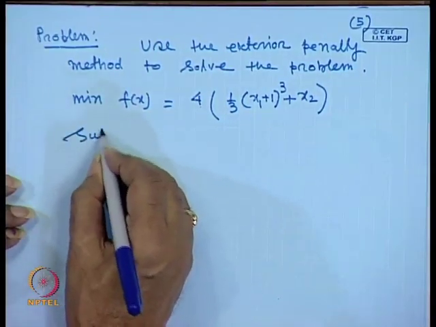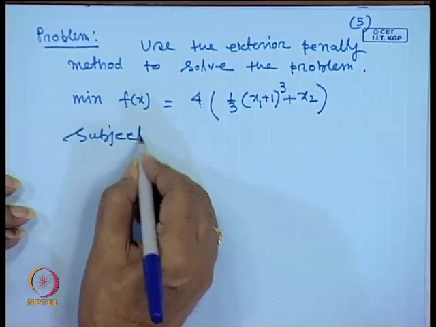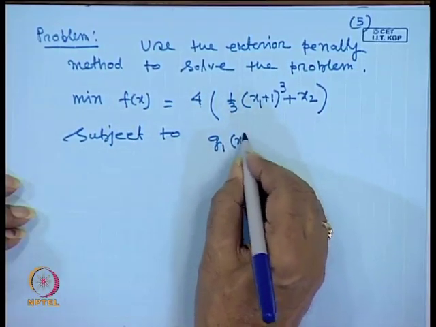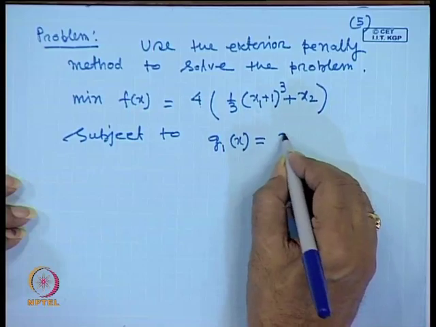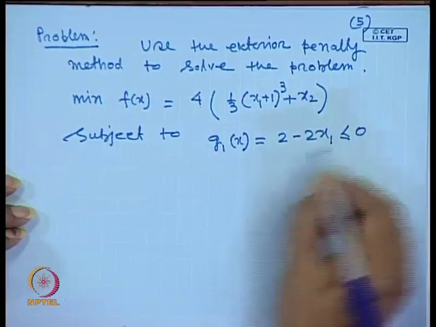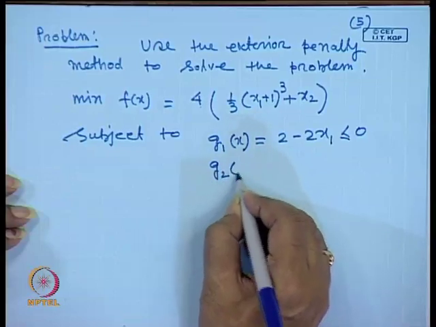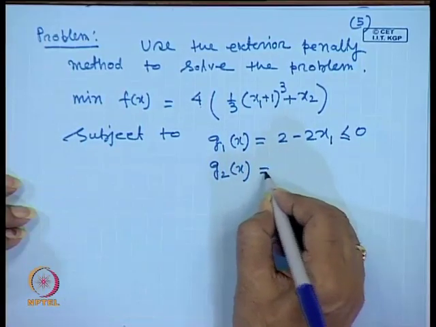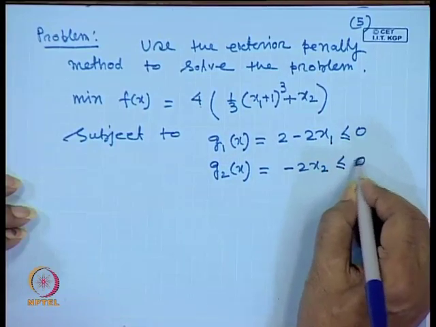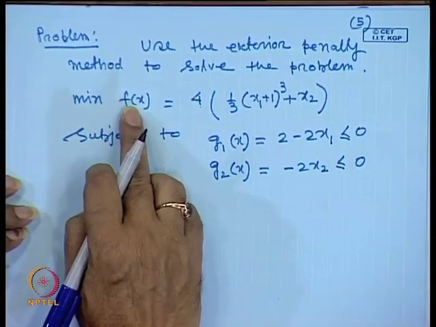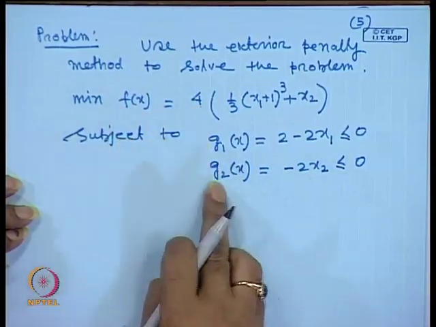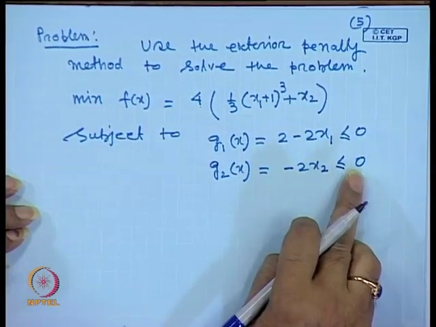Subject to g 1 of x is equal to 2 minus 2 x 1 is less than or equal to 0, and another constraint is minus 2 x 2 is less than or equal to 0. Our function f of x is a nonlinear function, and the two constraints are linear inequality constraints.